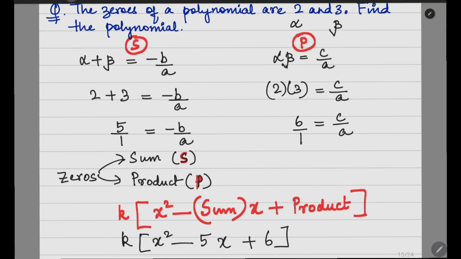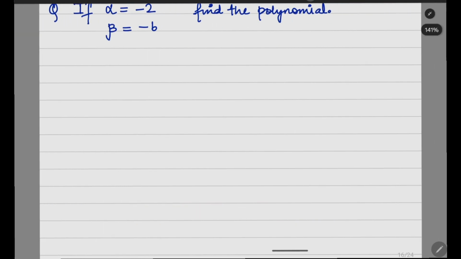So always remember, if you're given zeros and you are able to find out the sum and the product, you can easily substitute in the equation k into x square minus sum of zeros times x, it's minus, this is important, plus product. Okay. So now moving on to the next question.